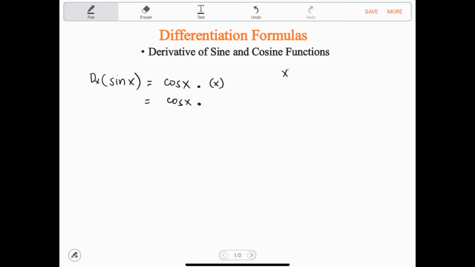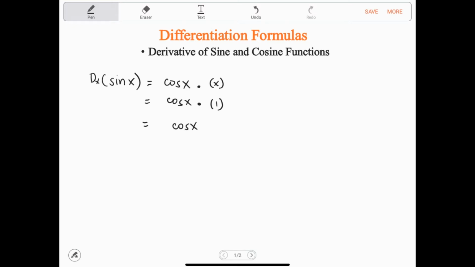You might ask why the derivative of x is equal to 1. We all know that x has an imaginary exponent of 1. Then transfer 1 as the coefficient, then subtract the exponent by 1. So it's going to be 1x to the power of 0, and x to the power of 0 is 1. What remains is 1. Just like 2x, the derivative of 2x is equal to 2. The derivative of 3x is equal to 3. The derivative of 10x is equal to 10. So, cosine x times 1 is equal to cosine x.